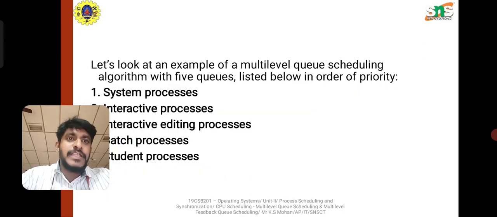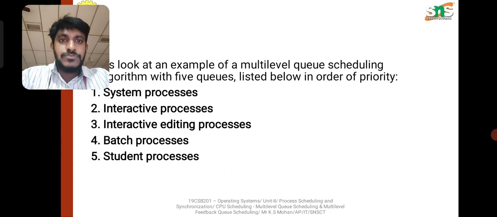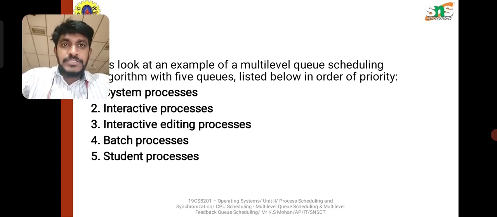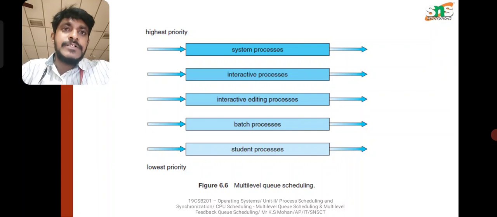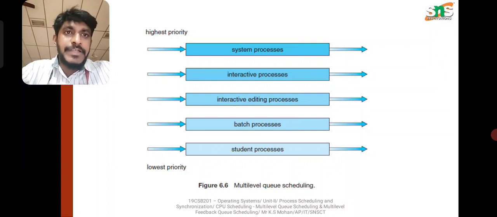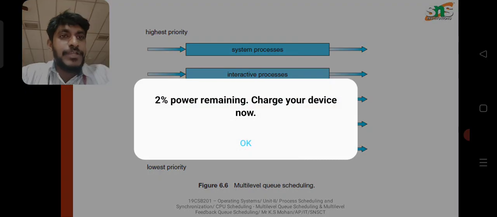Let's look at an example of a multi-level queue scheduling algorithm with queues listed below in order of priority: system processes, interactive processes, interactive editing processes, batch processes, and student processes. We can see the system process, interactive process, interactive editing process, batch process and student process here. So in multi-level queue scheduling, the highest priority and lowest priority are given.